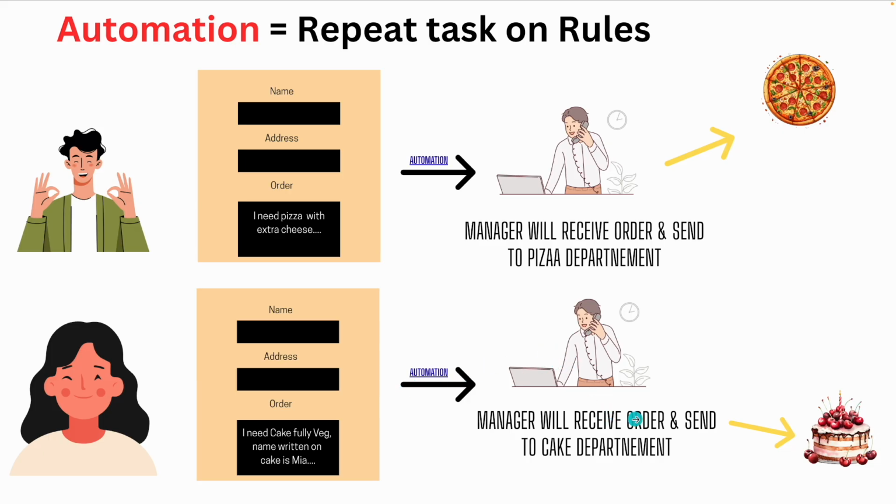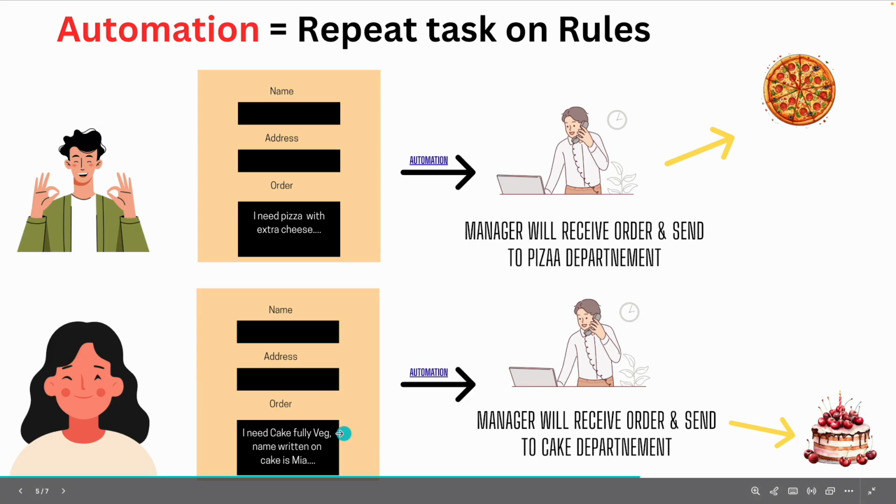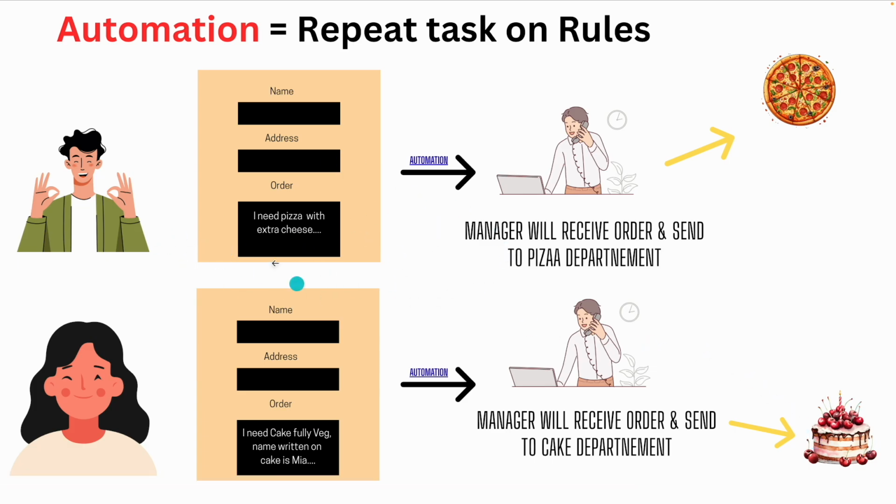He will receive the order, and then he will think that okay, this is something related to cake, so he will send this to the cake department. So this is how the automation will work. The automation is just going to repeat the tasks based on a rule.